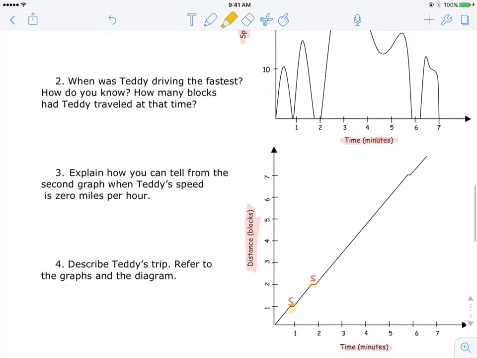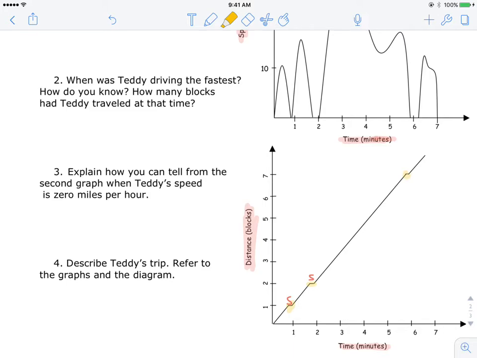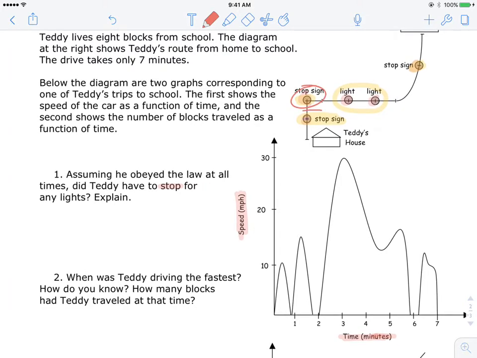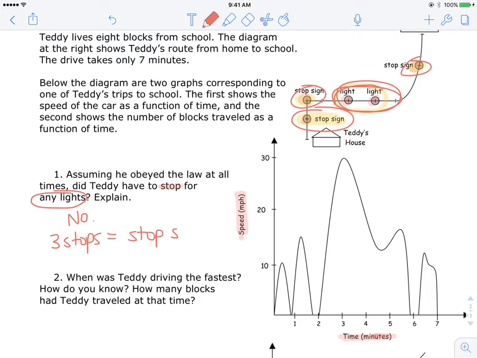So where is his next one? Okay, we've got another one up here, but we know there's a 3rd stop sign, guys. He stopped 3 times and he only had 3 stop signs. So did he stop for any lights? Did he stop here? No, right? 3 stops. Those had to be the stop signs, right? Because you have to stop for those. You don't necessarily have to stop for a light. Just depends on your luck.